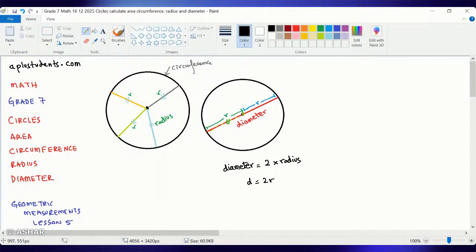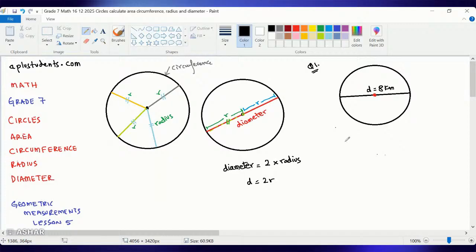Okay, let's start off with the question. Question number 1 states that there is a circle, and the diameter of the circle is given. The diameter has to pass through the center of the circle. The diameter is given as 8 kilometers.